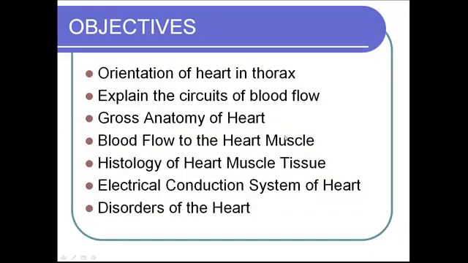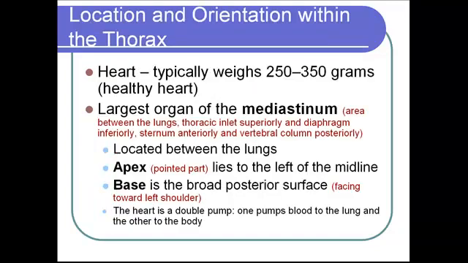So the objectives here, you can look on your note sheet. Orientation of the heart in the thorax. Hopefully you already know that the heart resides in the thorax. Explain the circuits of blood flow, the gross anatomy of the heart, the blood flow to the heart muscle itself, the histology of the heart muscle tissue, the electrical conduction system of the body, and disorders of the heart.